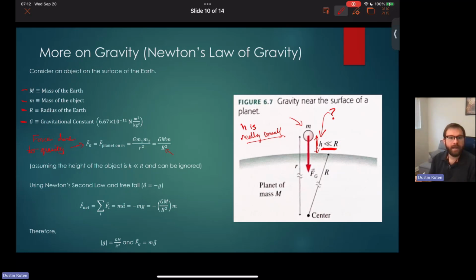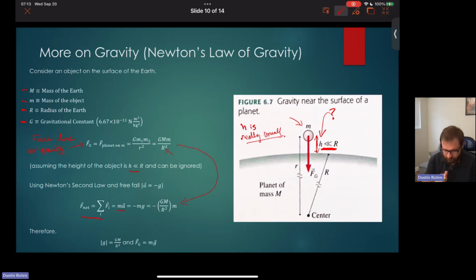All right, we said that we're going to ignore h. It's going to be really small. Let's use Newton's second law in free fall. Newton's second law says we can sum up the forces, and that's going to tell us our acceleration. Well, the force due to gravity, we get that from here, right? We just plug that in. That's the only force acting.